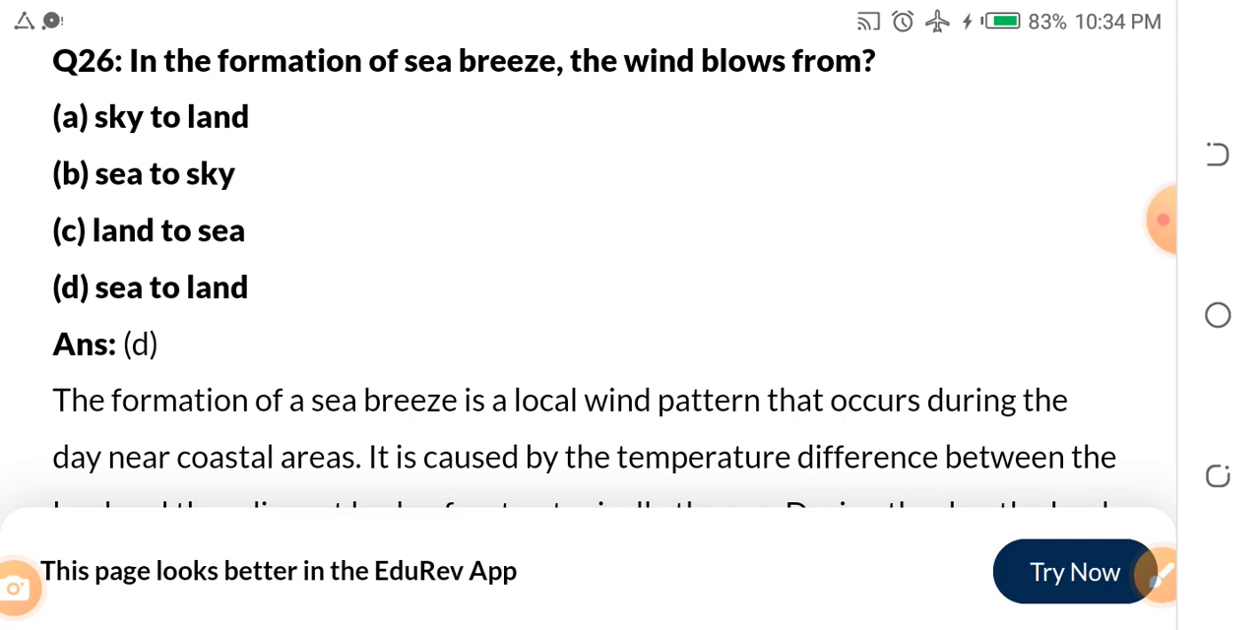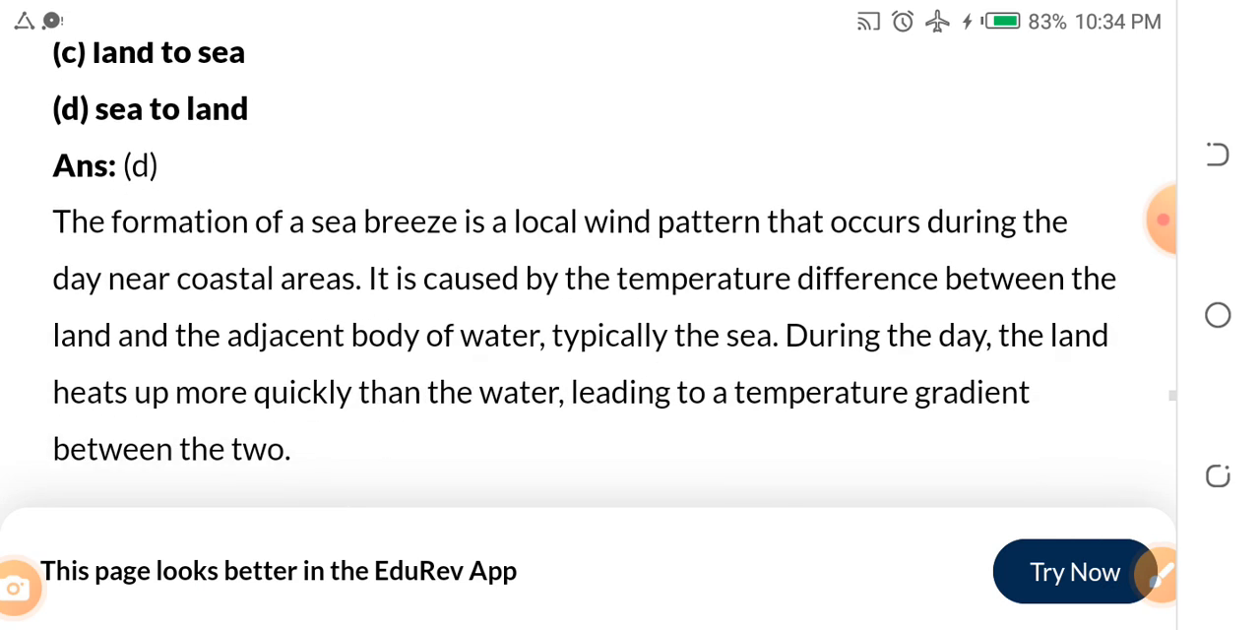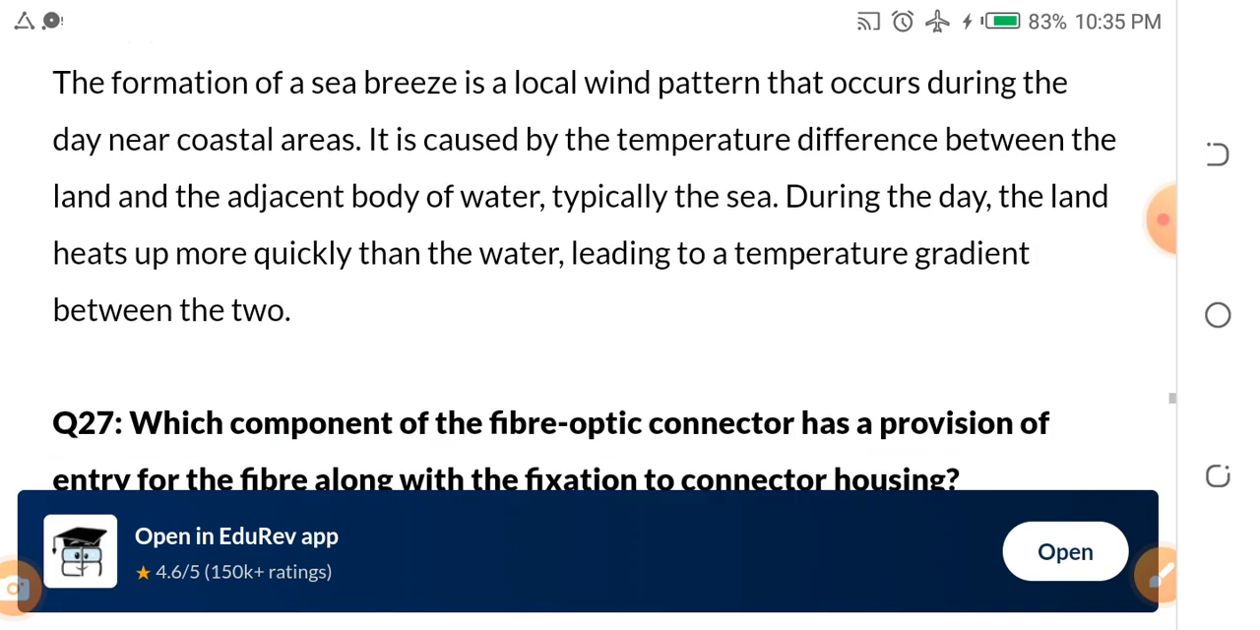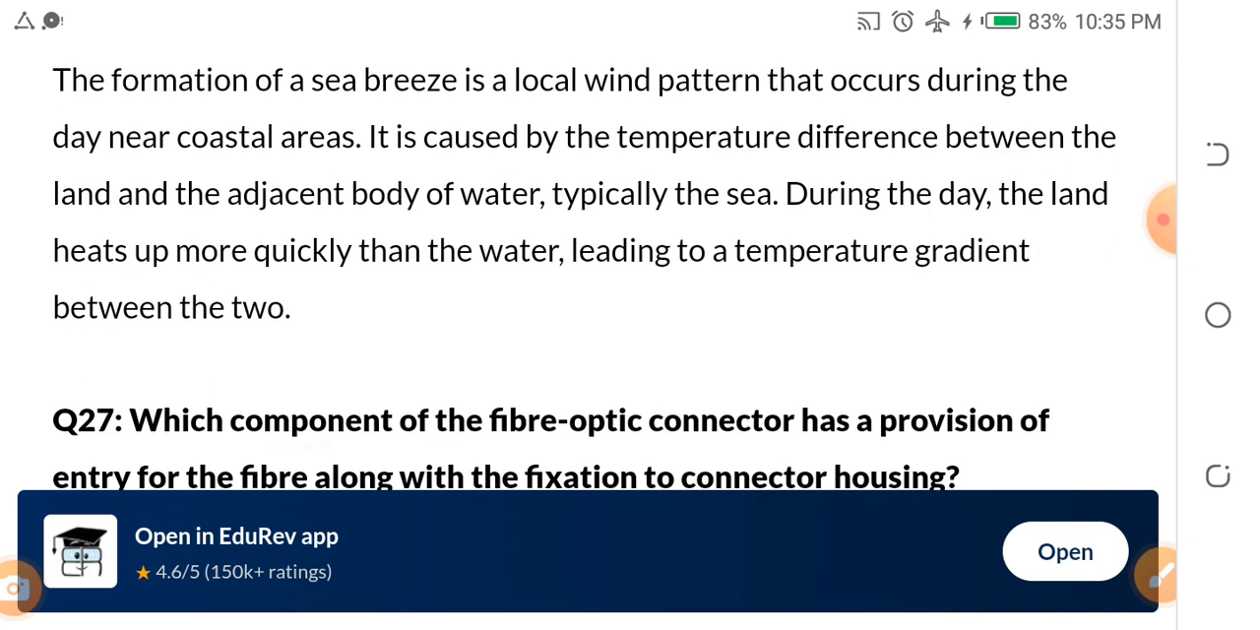The formation of sea breeze is a local wind pattern that occurs during the day near coastal areas. It is caused by the temperature difference between the land and the adjacent body of water, typically the sea. During the day, the land heats up more quickly than the water, leading to a temperature gradient between the two.